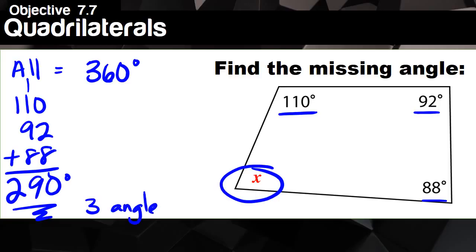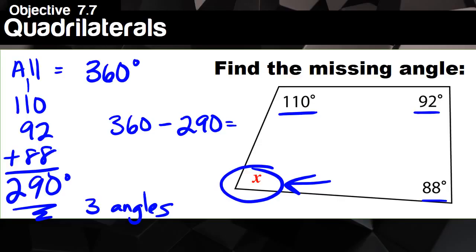This would be okay if we're dealing with triangles, but I have a quadrilateral and I have to find the x. So the second step is I can take 360 and subtract 290 to find my missing angle. So I can say that my missing angle, when I subtract this, comes out to 70 degrees. And I can go ahead and double check that math. If I put in 290 plus 70, it should give me 360 degrees.